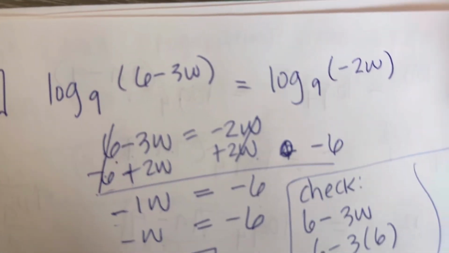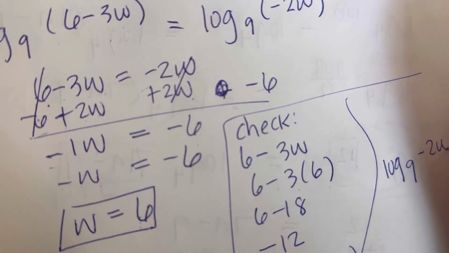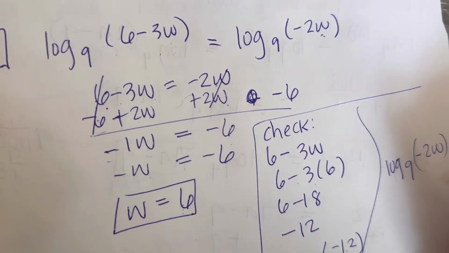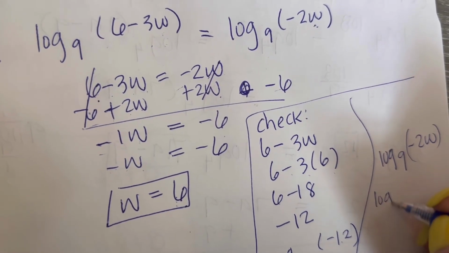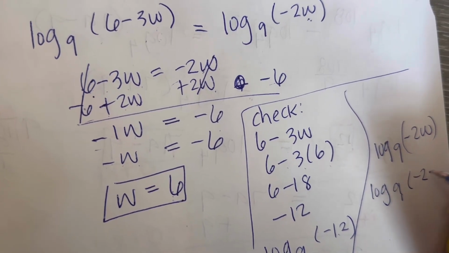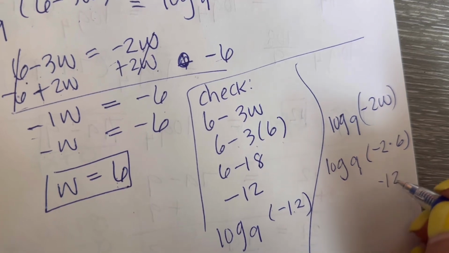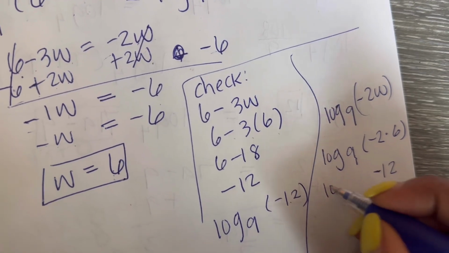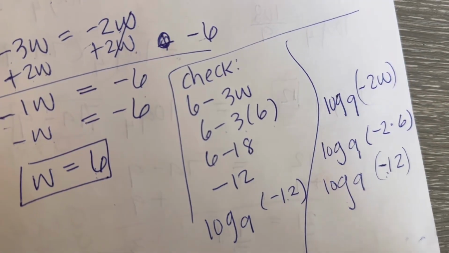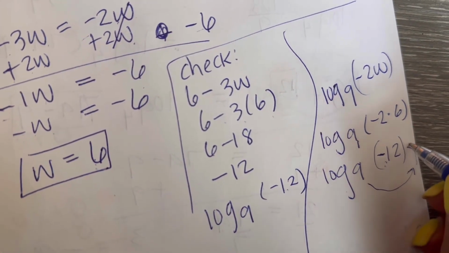Look at this one as well. Log base 9 of negative 2w. Plug in 6 for this w. So log base 9 of negative 2 times 6 is also negative 12, right? This is not good. You're not supposed to have a negative argument. Why is that? Because 9 to what power gives you negative 12?